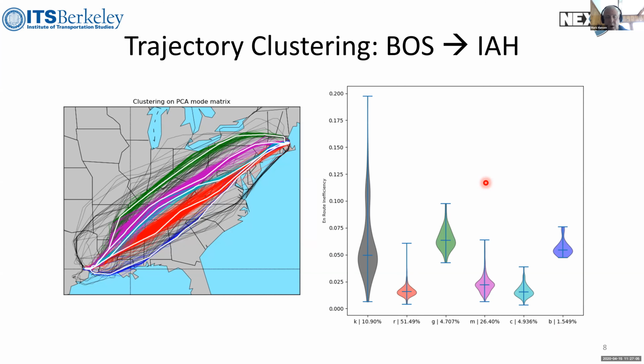This is for Boston to Houston, going in the other direction. And you see there are 2 quite common clusters here, and they also tend to be quite efficient in terms of that en route inefficiency metric. There are 3 other clusters, and then, as before, a set of outlier trajectories.